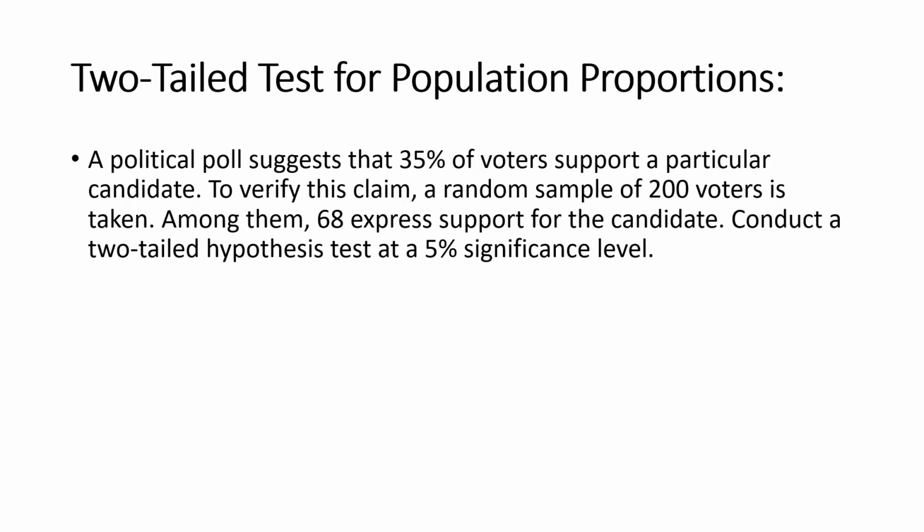Now it's a two-tailed test for population proportions. A political poll suggests that 35% of voters support a particular candidate. To verify this claim, a random sample of 200 voters is taken. Among them, 68 express support for the candidate. Conduct a two-tailed hypothesis test at 5% significance level. Okay, so what we're testing here is, first let's find p hat and q hat. P hat is 0.34, q hat is 0.66.